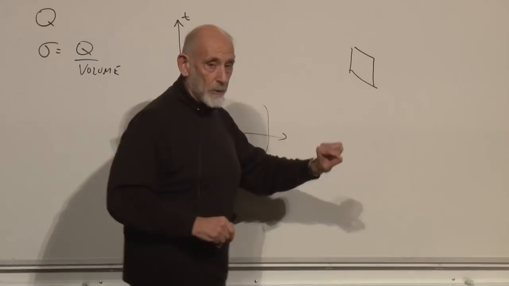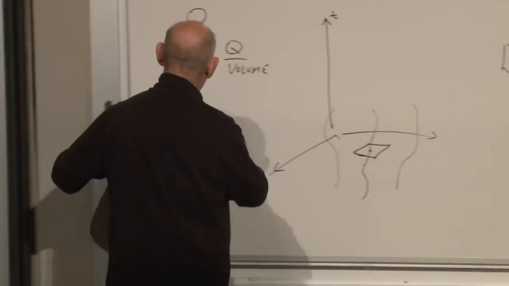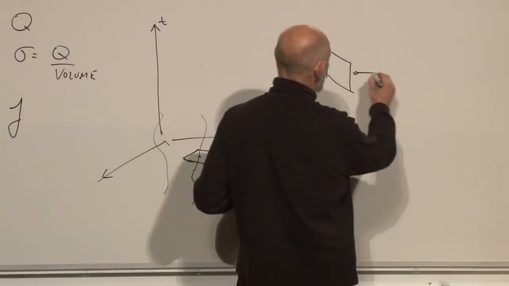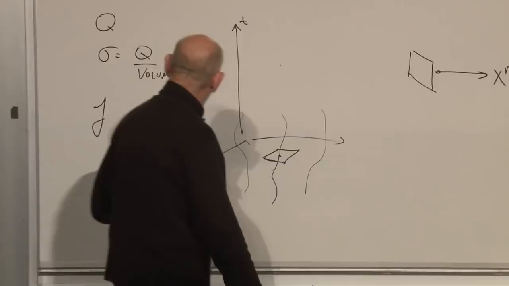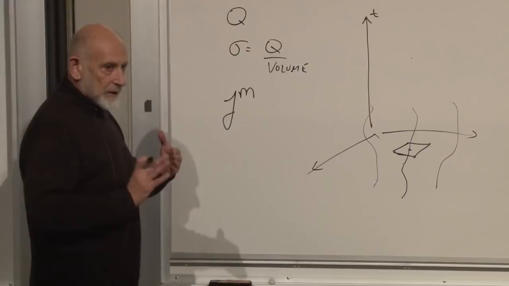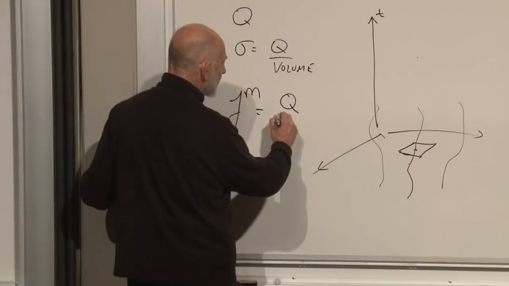Charge, J, and in particular, if the window is oriented along the X_m axis, X1, X2, X3, or X, Y, and Z, if the window is oriented along the X_m axis, then J_m is a vector which is equal to the charge through that window per unit area, per unit time.